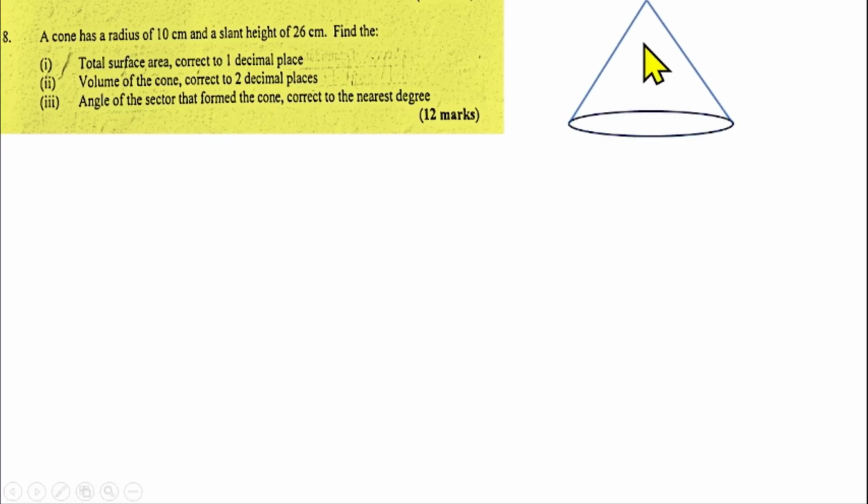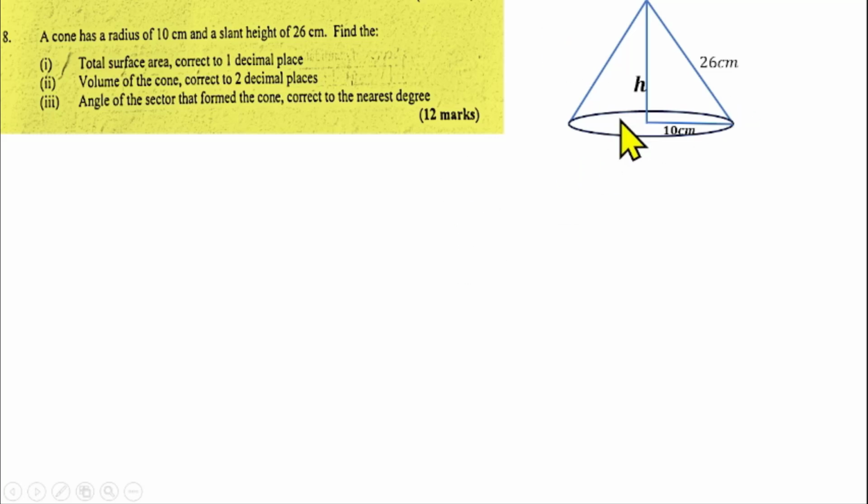So you are talking about a cone, and we are given the slant height and the base radius of the cone. So we can draw the height of the cone and the radius as well. We are given the slant height to be 26 and the radius to be 10. So let's label the height to be h. Now you have to find the total surface area of the cone.